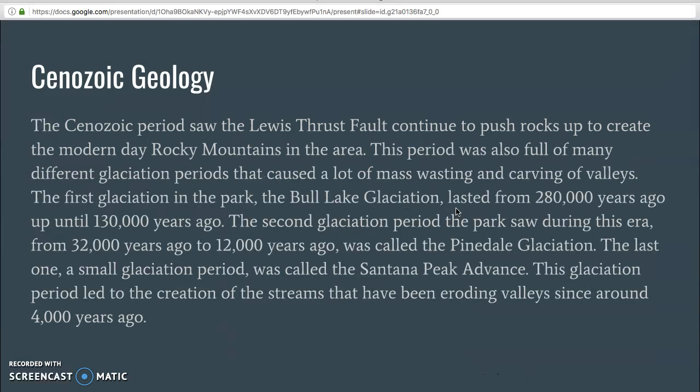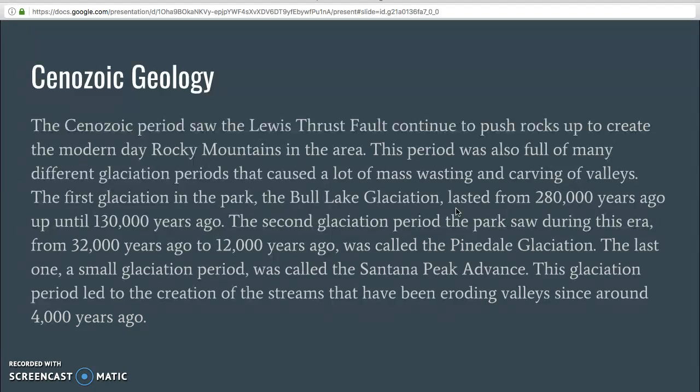The Cenozoic period saw the Lewis Thrust Fault continue to push rocks up to create the modern-day Rocky Mountains in the area. This period was also full of many different glaciation periods that caused a lot of mass wasting and carving of valleys. The first glaciation in the park, the Bull Lake Glaciation, lasted from 280,000 years ago up until about 130,000 years ago. The second period the park saw during this era, from 32,000 years ago to 12,000 years ago, was called the Pinedale Glaciation.